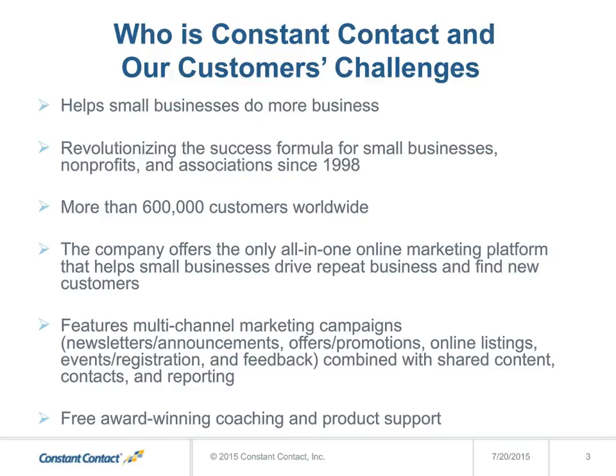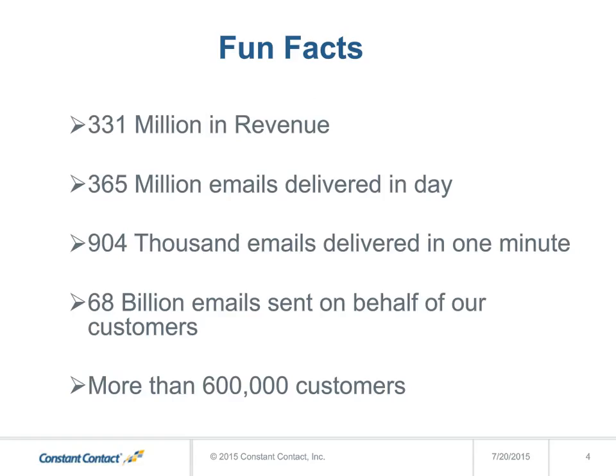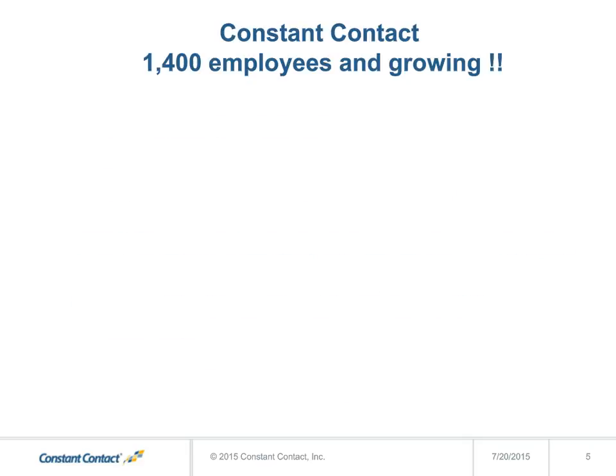Some interesting facts is that we have reached $331 million in revenue. We have sent, on behalf of our customers, 365 million emails in a day. We have peaked at 904,000 emails delivered in 1 minute, and we've sent about 68 billion emails on behalf of our customers. We are at around 1,400 employees, and we're continuing to grow.